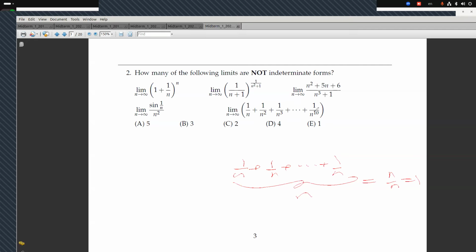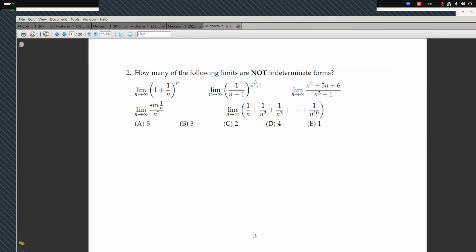If you have here not to the power of 10, but n to the power of n, then finding the limit will be tough. Is it an indeterminate form? No, it's not an indeterminate form, but the calculation of the limit is not obvious. Maybe the squeezing theorem is needed, maybe something else, telescoping, but a sum of zeros is not an indeterminate form. Maybe an infinite sum of zeros, yes. In this case, that was a sum of 10 zeros.